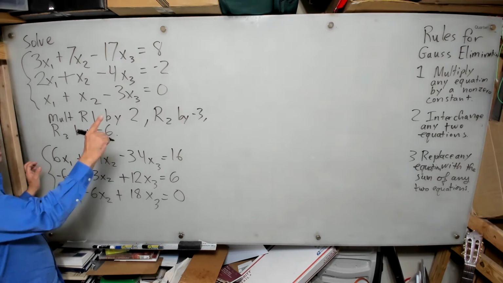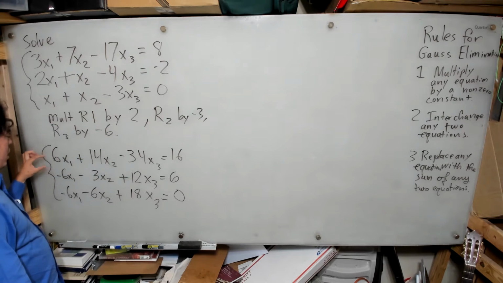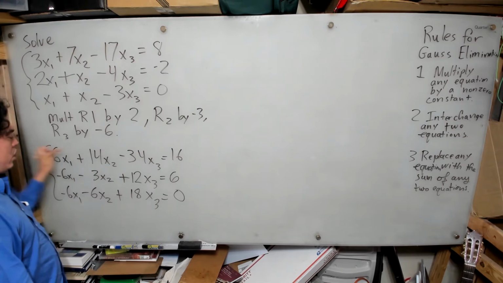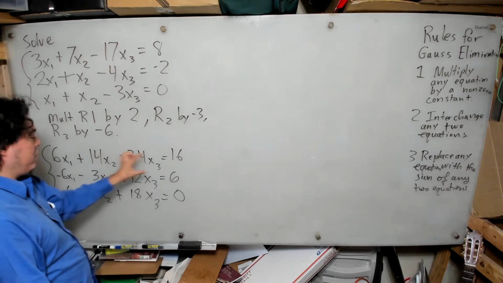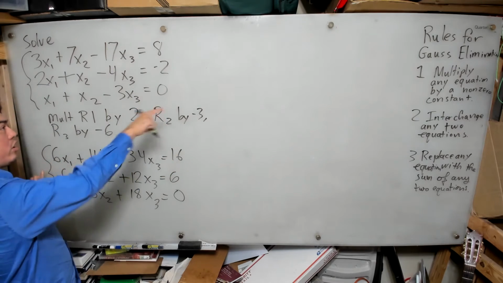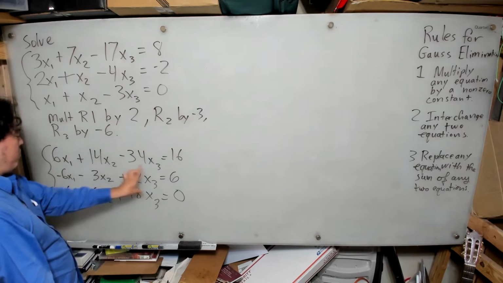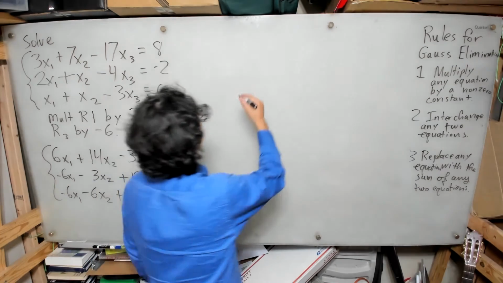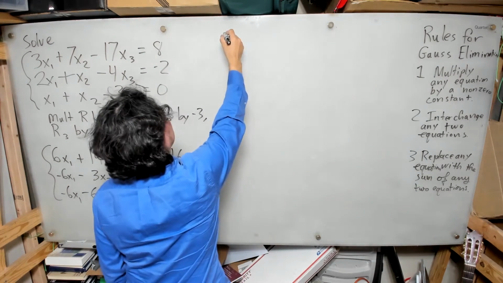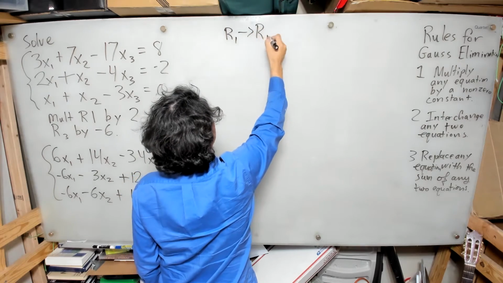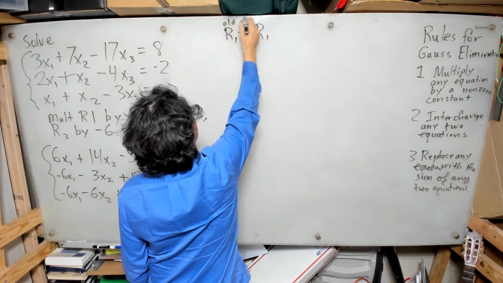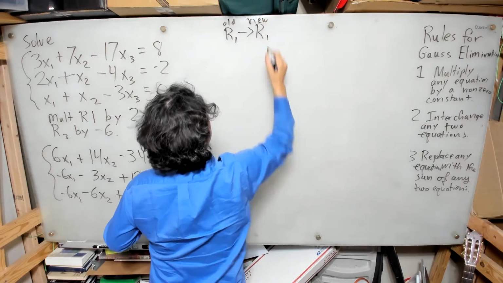So in the next iteration, I'm going to leave the first equation untouched, but for the second equation, I'm going to replace it by the sum of these two equations. And the third equation of my new system will be the sum of these two equations. So in shorthand, my old R1 is going to become my new R1. Okay, this is my old column. This is my new. Okay.